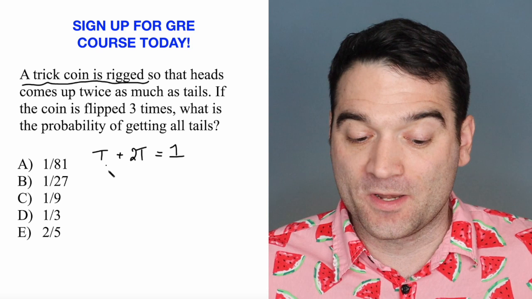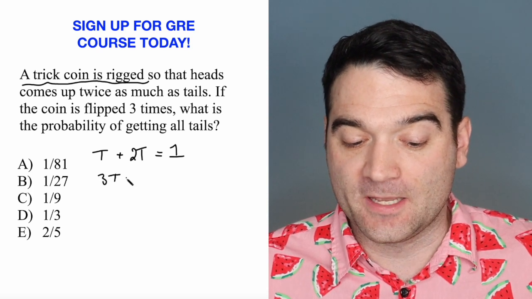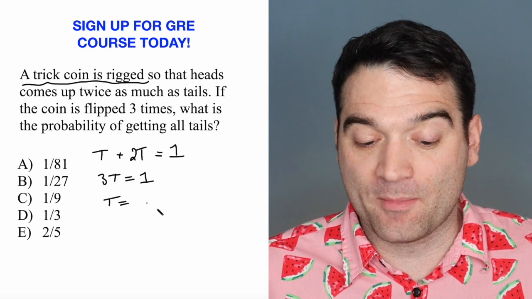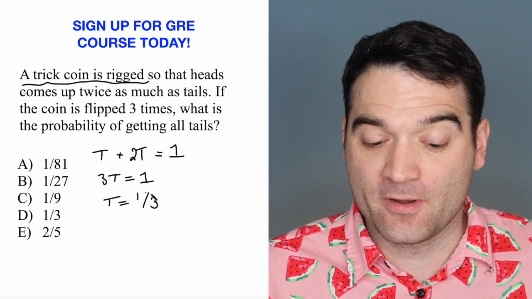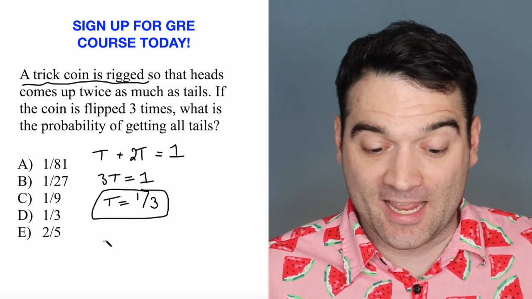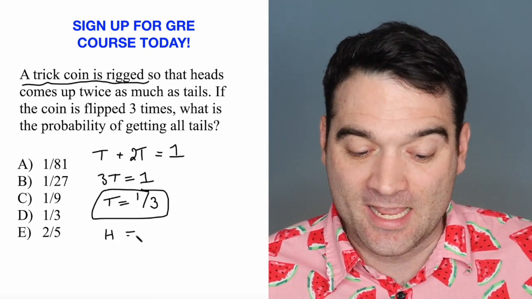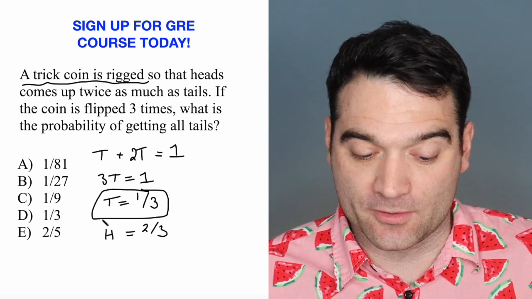T plus 2t, or 1t plus 2t is 3t, and that's equal to 1. Divide both sides by 3. Would you look at that? The probability of getting a tails is 1/3. And the probability of getting a heads then, which is 2 times the probability of getting tails, is 2/3.